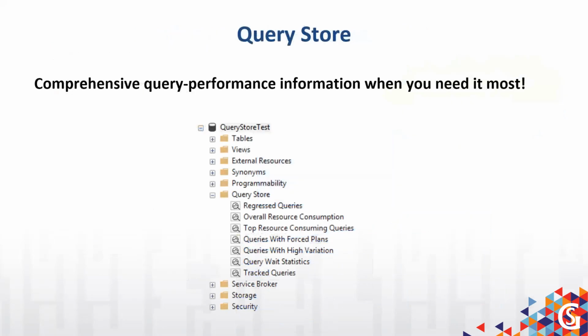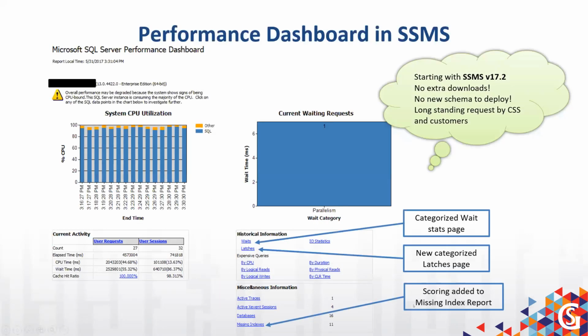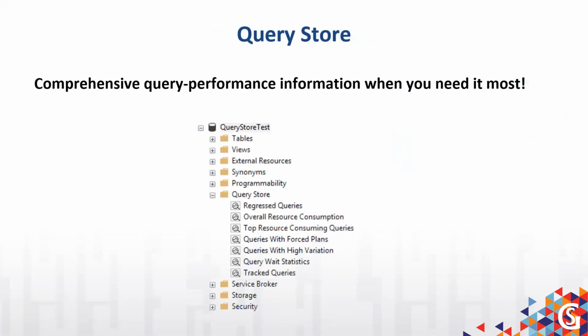Okay, and then we have, by the way, the missing indexes report. We've added a scoring method. So we're actually only surfacing those indexes that have the potential of being really, really positive and beneficial for your workloads. So we've done away with a lot of the visual pollution that could arise from looking at the underlying DMV. Now, Query Store.